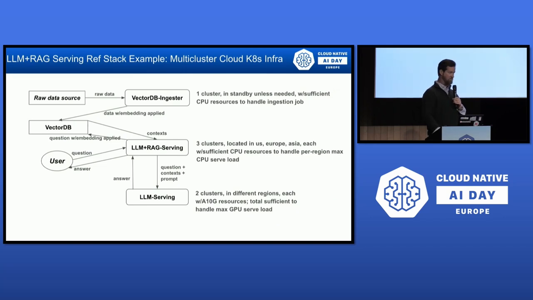We talked a little bit before about the availability needs for some of these different components. We are specifying one cluster for the vector database, three clusters across three regions for the LLM and RAG serving components to facilitate higher availability, and two clusters for the LLM serving component, also to bridge the gap of having decently high availability without spending too much money.